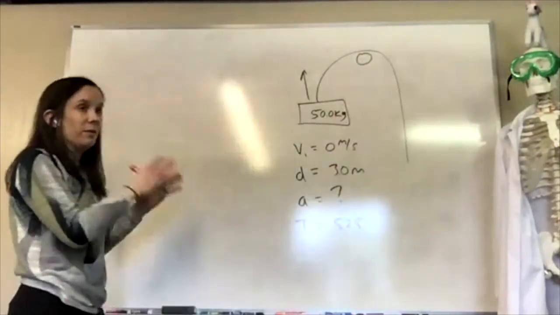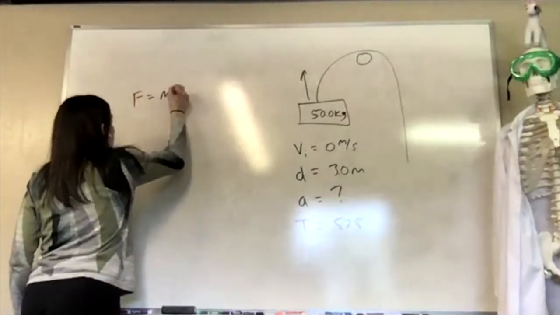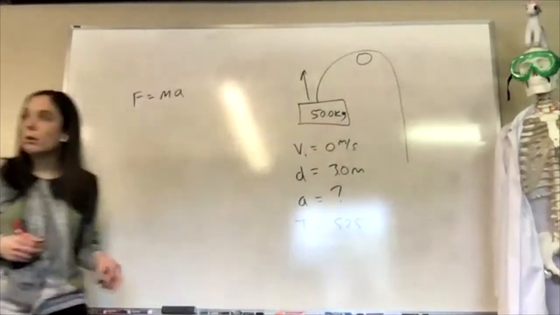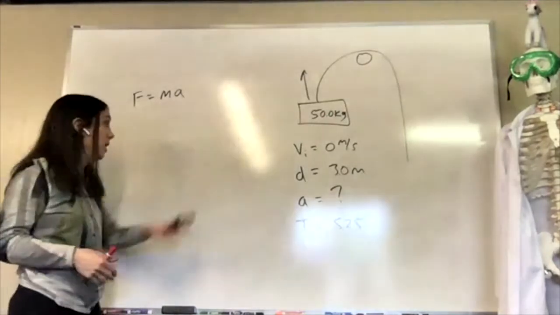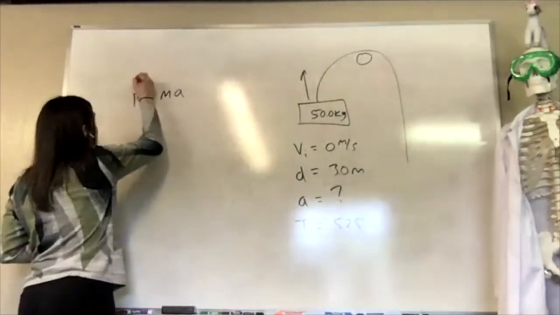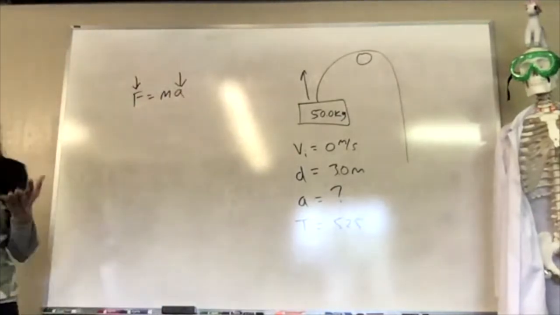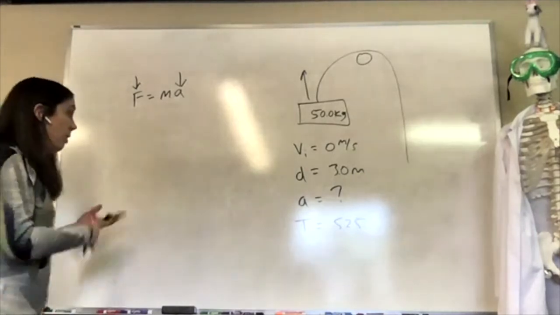So we need to find the force that the rope experiences. Force equals mass times acceleration. We know the mass is 50 kilograms, but we don't know the acceleration. Without the acceleration, we can't find the force. So we have two unknowns, force and acceleration, and we need to find the acceleration to solve for the force. What we can do is go back to a problem from earlier, I think it was chapter 2 or 3, where we used an equation for velocity.